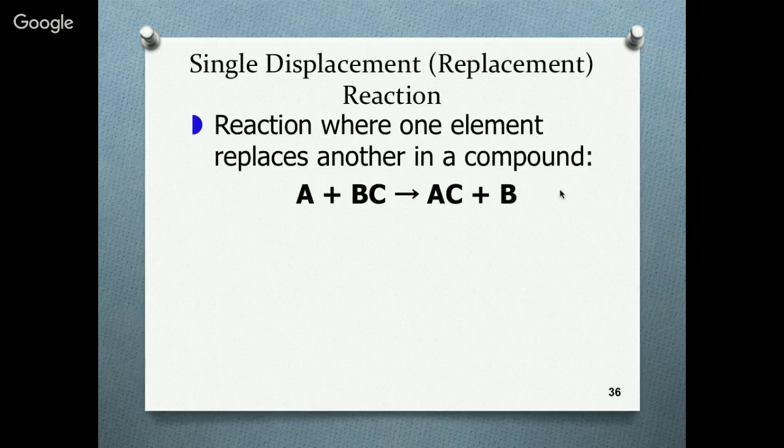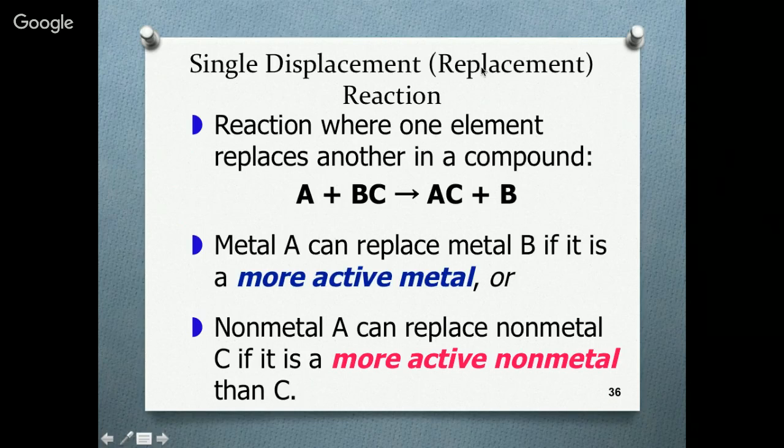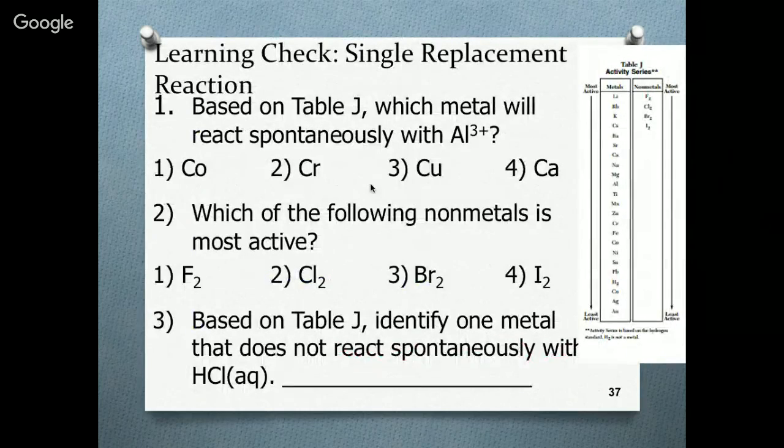In general, in a single replacement reaction, one element replaces another element in a compound. We've already seen single replacement reactions earlier today. If the element is all by itself, say A is a metal, and it's higher up on table J than B, if it's a more active metal, then it will proceed spontaneously and can replace it. If A were a nonmetal, it could replace C if it's more active than C on table J. Take a second to try these few questions related to spontaneous reactions. I prepared them ahead of time since I knew there were some questions about it, so you can have at it.